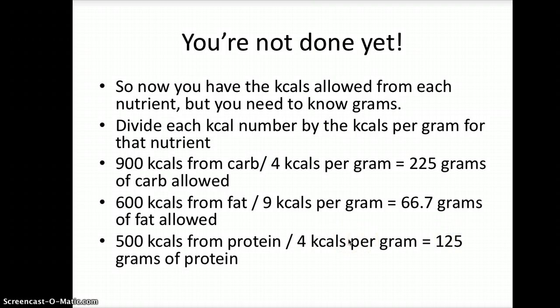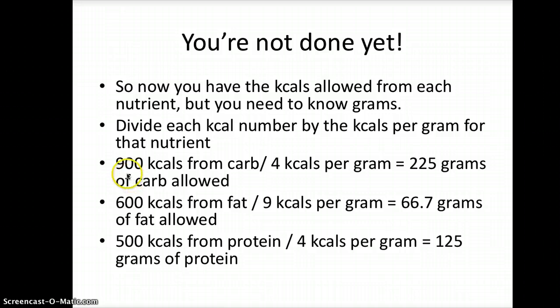But you're not done, because remember that the problem posed to you is asking how many grams of each nutrient are allowed. So far we've calculated the calories from each nutrient, and we need to know the grams. So remember that carbohydrate and protein are 4 calories per gram and fat is 9 calories per gram. So you need to divide each kcal number by the kcals per gram for that nutrient.